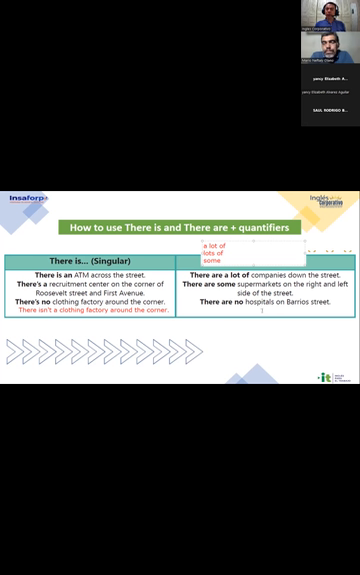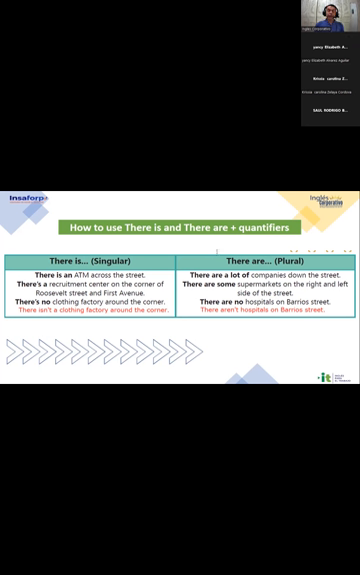Good. Now, there are no hospitals on Barrios Street, right? No hospital. Or you can say, listen, you can say there aren't hospitals on Barrios Street. Notice, you say, there aren't hospitals on Barrio Street. It's the same. There are no hospitals or there aren't hospitals, it's the same.